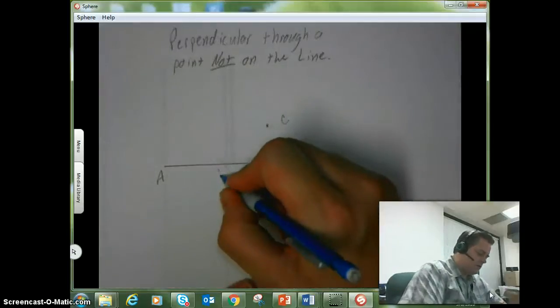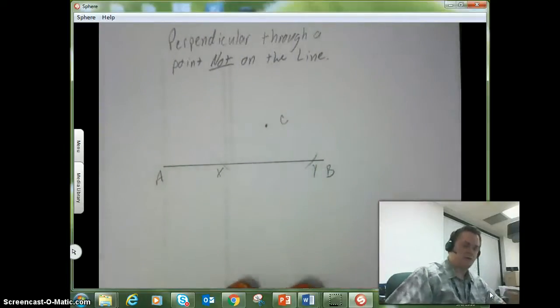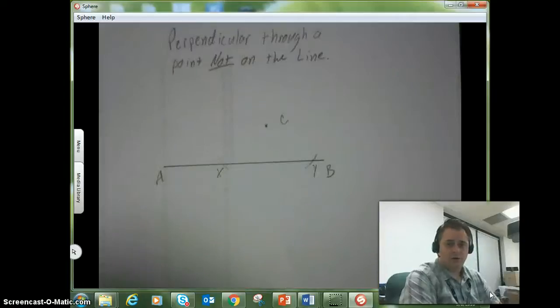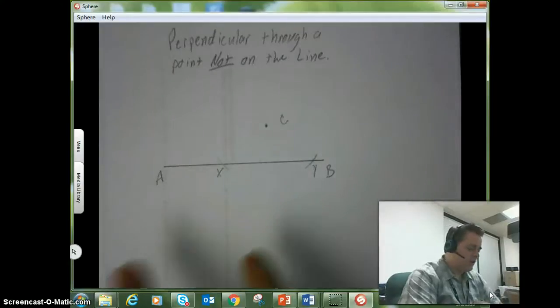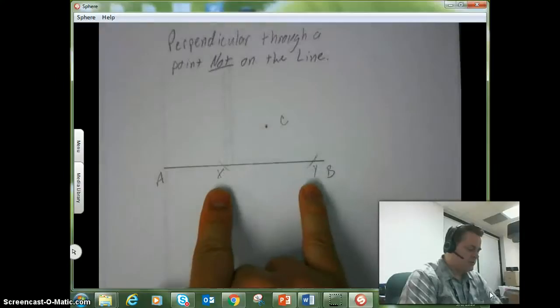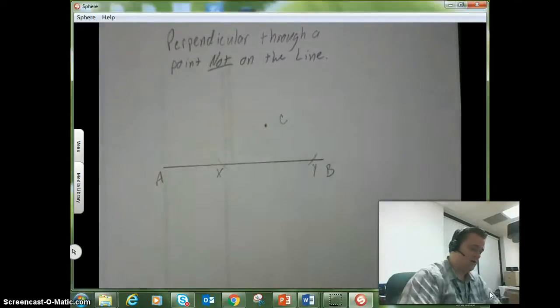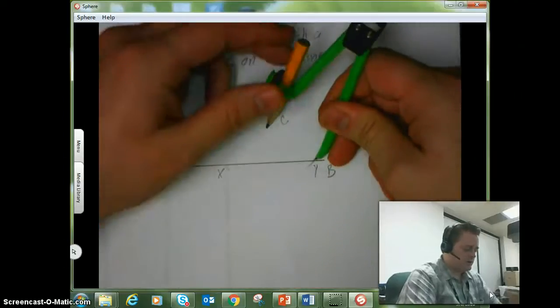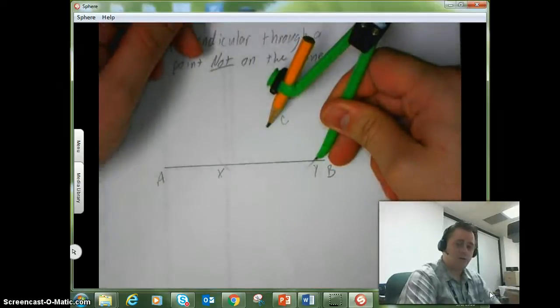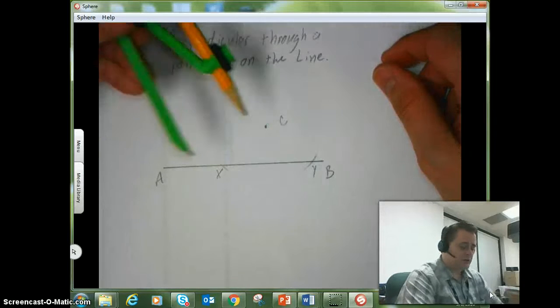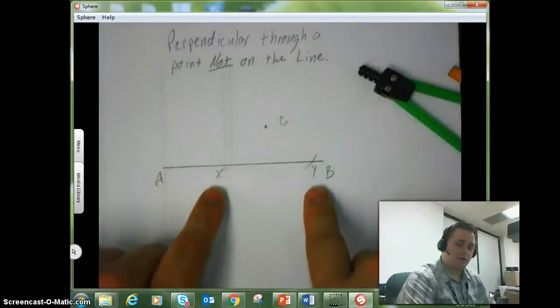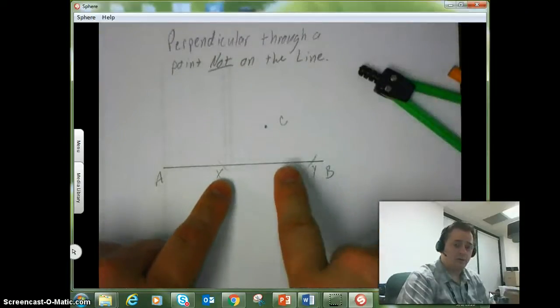Now, I'm going to label those two intersections X and Y. X and Y is just completely arbitrary. There's nothing saying I have to call them X and Y, but I'm not going to use C, obviously. So what we've essentially done is we've created another segment on segment AB. And the reason why this is going to work is because the distance from C to Y and the distance from C to X is the same.